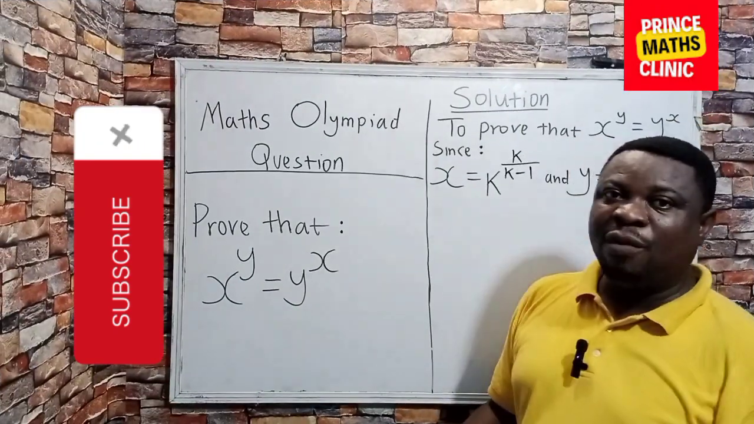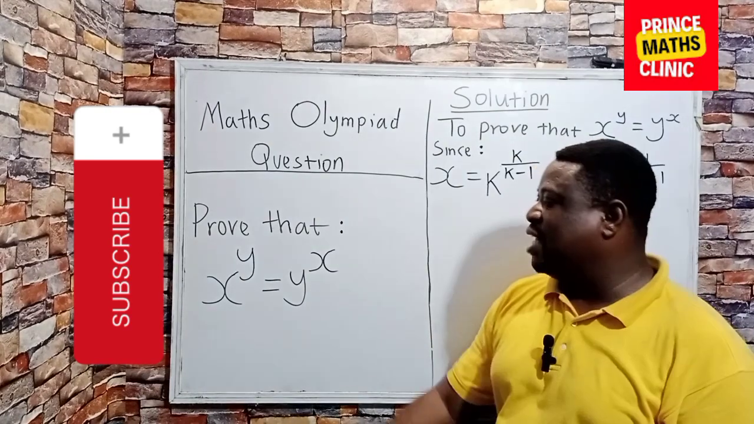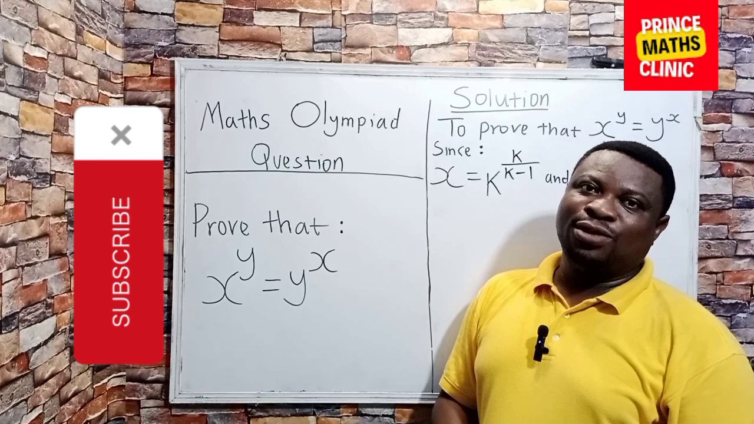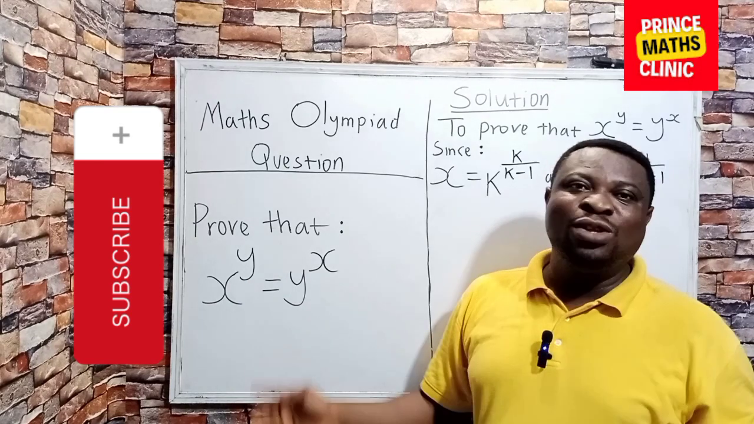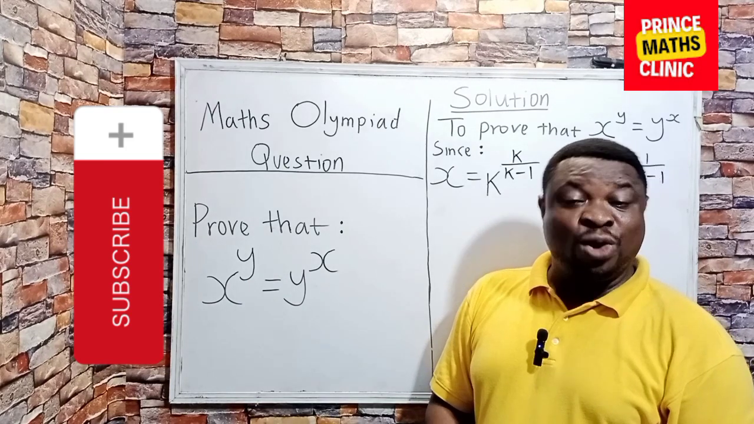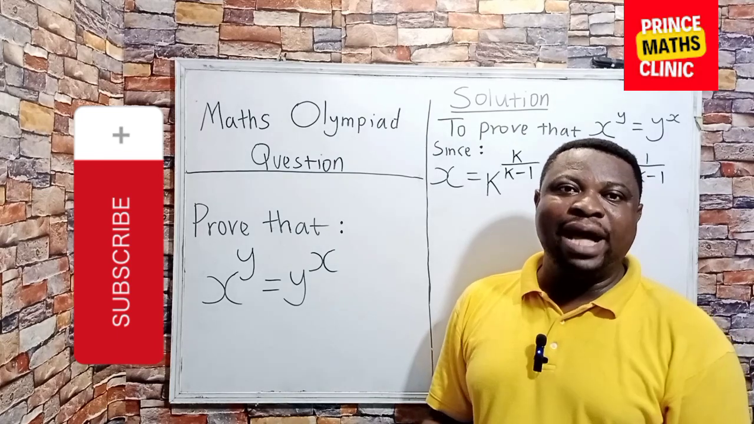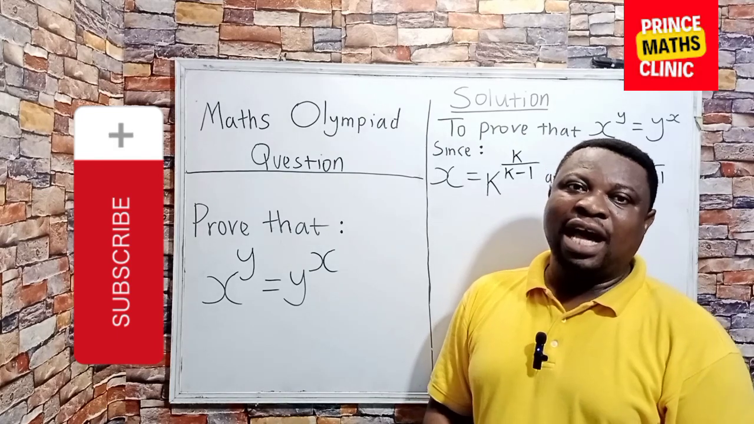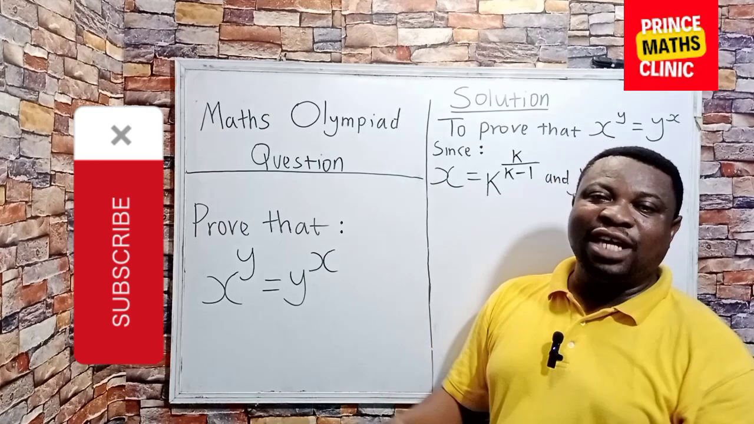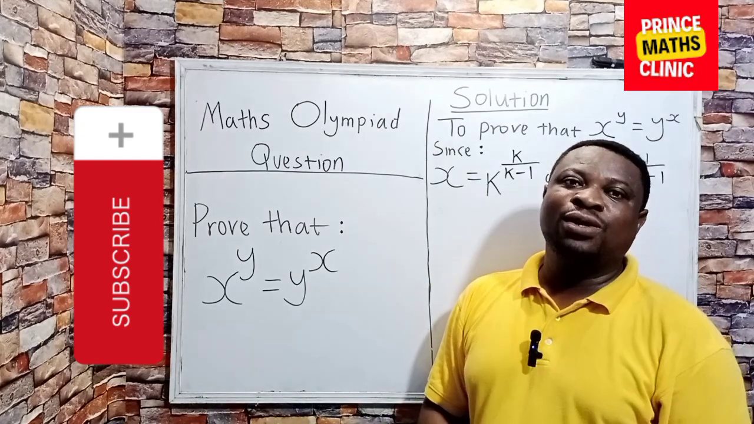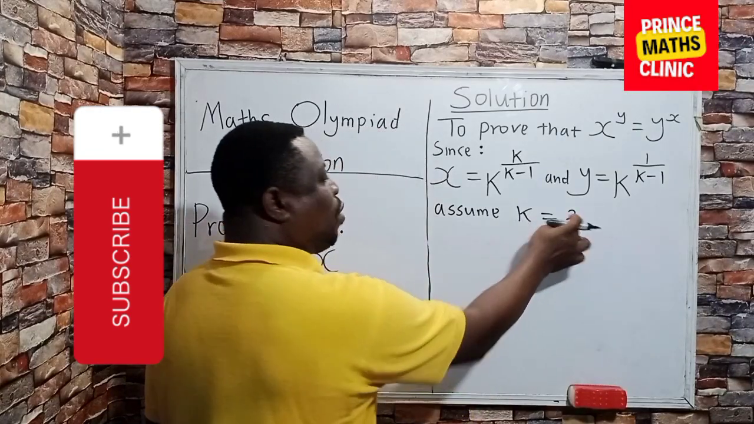Recall that I said from the beginning of this lesson that x and y are numbers. So we want to try any number because they are real numbers. We are going to pick any number that we like. And remember, I said that k is a constant, right? And k cannot be 1. So let us try 2. Assume k equals 2.